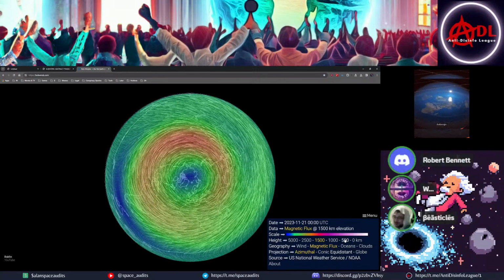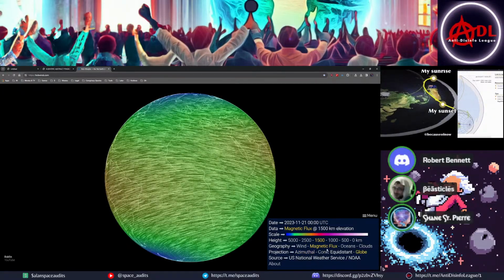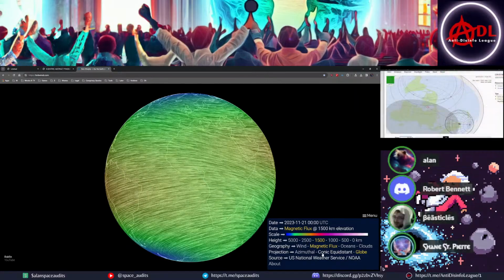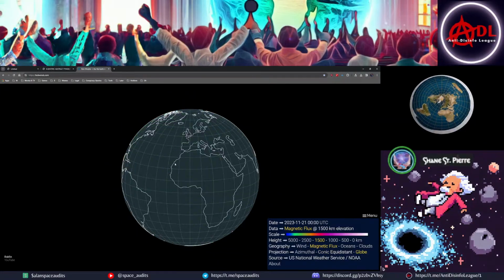Okay. Now turn it into a globe real quick. Watch how stupid it looks. Hold on. Do you guys want to see conic equidistant or whatever? Now look at the bottom.